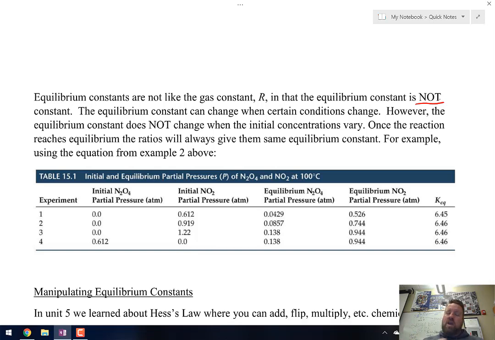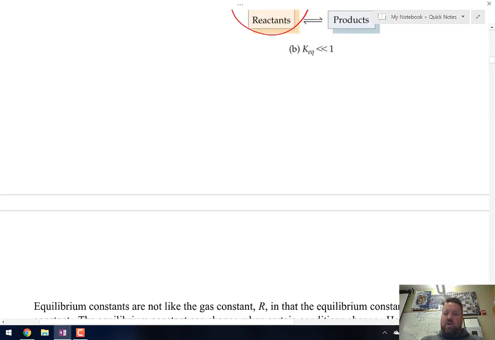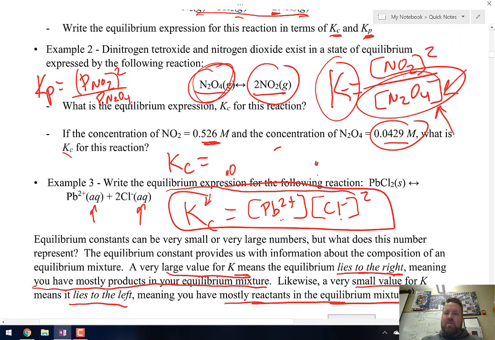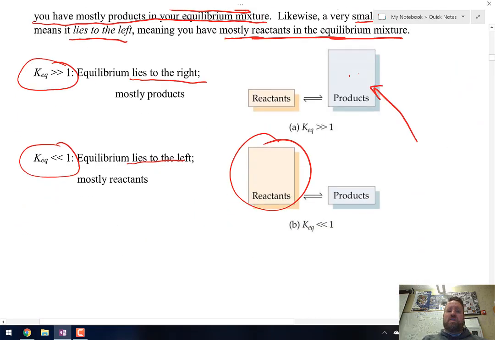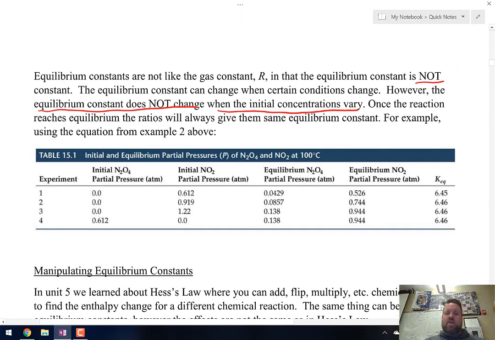However, if you change your initial amounts, the initial concentrations, the equilibrium constant does not change when those initial concentrations vary. Because remember, when you start with your initial concentrations, it still has to reach equilibrium. So once the reaction reaches equilibrium, those ratios, the amount of reactants to products, like here, for example, the ratio of the NO2 to the N2O4 will still be the same. It doesn't matter what you start with.